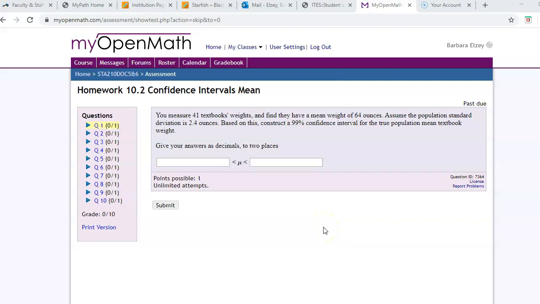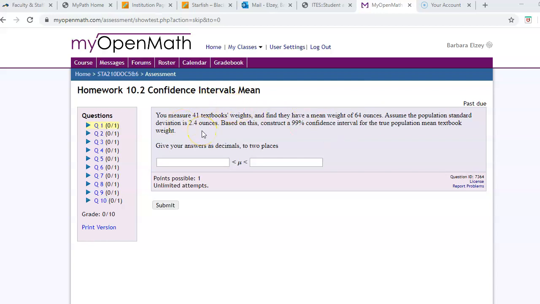All right, so 10.2 is putting together the skills that we learned in 10.1 and adding just a little bit more calculation. So we're actually going to find the confidence intervals, and we'll see that our last step is very similar to a problem we did in 10.2, and our first step is very similar to the critical values we found in 10.1. So the very first thing we're going to do in this problem is find the critical value for a 99% confidence interval. But let's read the whole thing first.